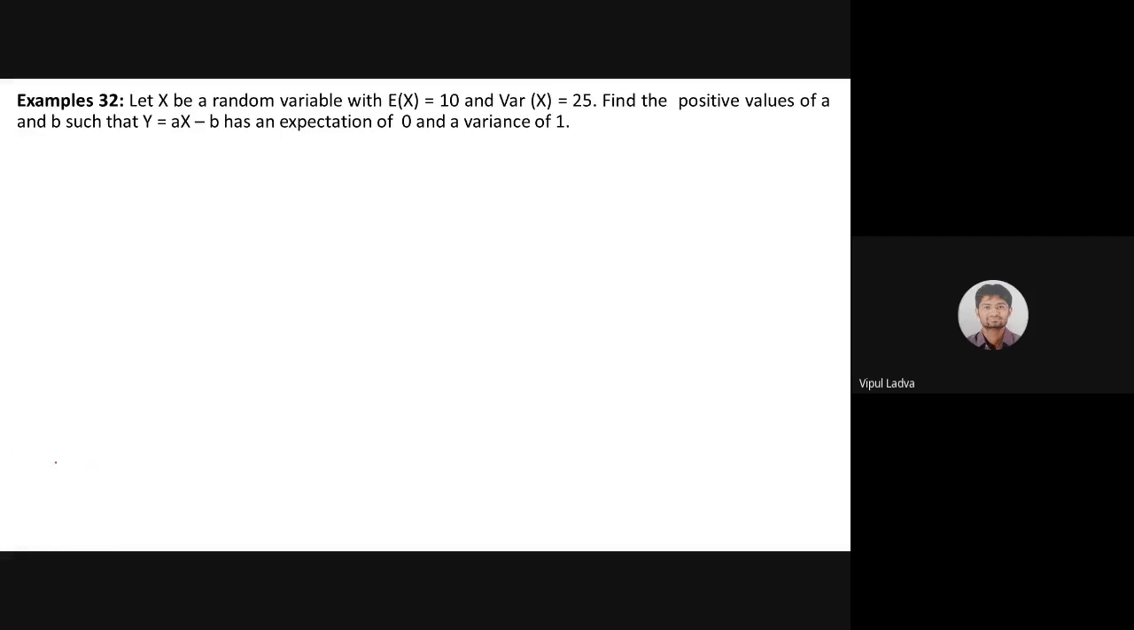Once again, I will be giving you 2-3 minutes to solve this, but first of all, let me explain the question. Let x be a random variable whose expectation is 10. It is provided that the expectation of x is 10 and the variance of x is 25. Now, what are we supposed to find? Find the positive values of small a and b such that Y equals a x minus b has an expectation of 0 and a variance of 1.